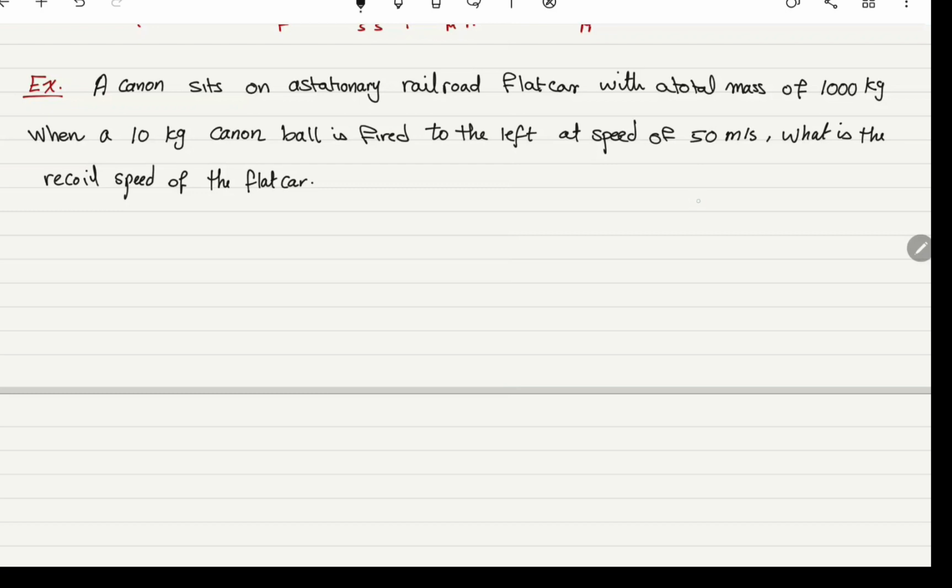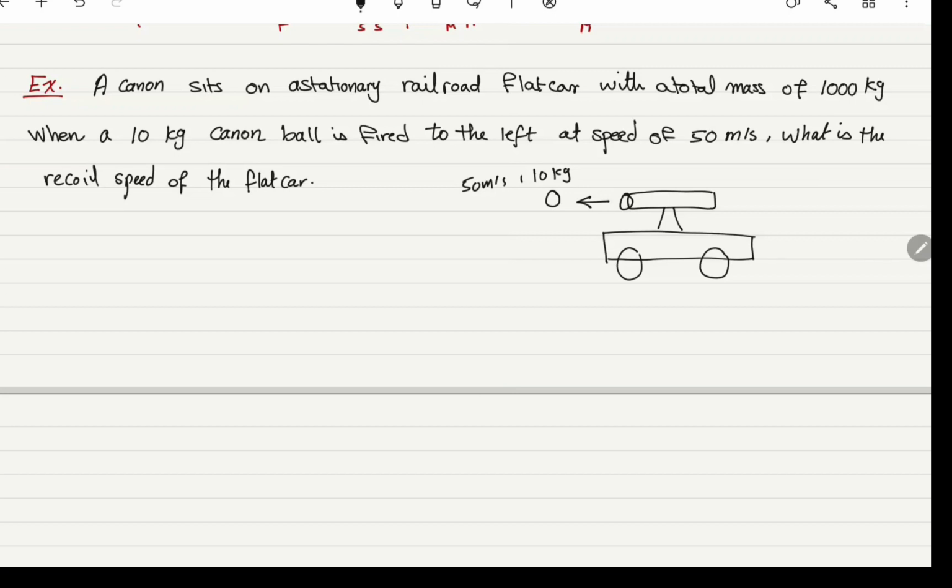So we have here a cannon, this one here, that sits on a railroad flat car. So if this cannon fires a 10-kilogram ball, it's 10 kilograms, with speed 50 meters per second, what is the recoil speed of the flat car?